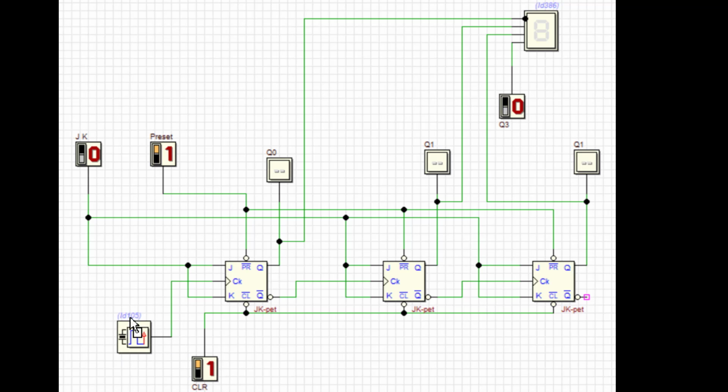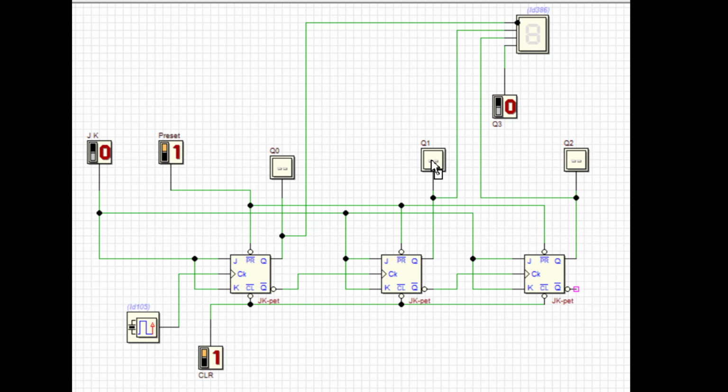This is my clock, which I am going to apply only to the first flip-flop. This is my Q0, Q1 and Q2, and Q3 I made completely 0, and these 4 inputs I connected to a BCD to 7 segment display. That means these four inputs you can consider as a BCD equivalent number. This is your A, B, C and D, and these 4 are going to produce the decimal display when you run the simulation. Now we'll try to run the simulation.